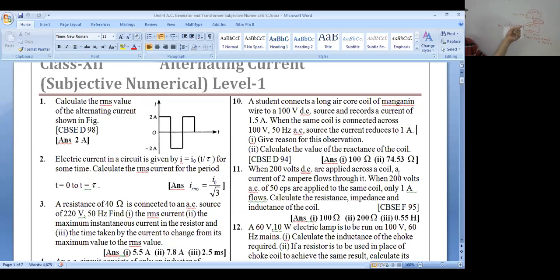And the reactance you can find easily, voltage divided by current. Calculate the value of reactance of the coil. Reactance means XL, it is not Z. So in the first case you can find the R, the resistance of the coil: voltage divided by current, so 100 upon 1.5. Then Z you can find: the RMS value 100 divided by the current. Put it here, and you can find omega L or XL.